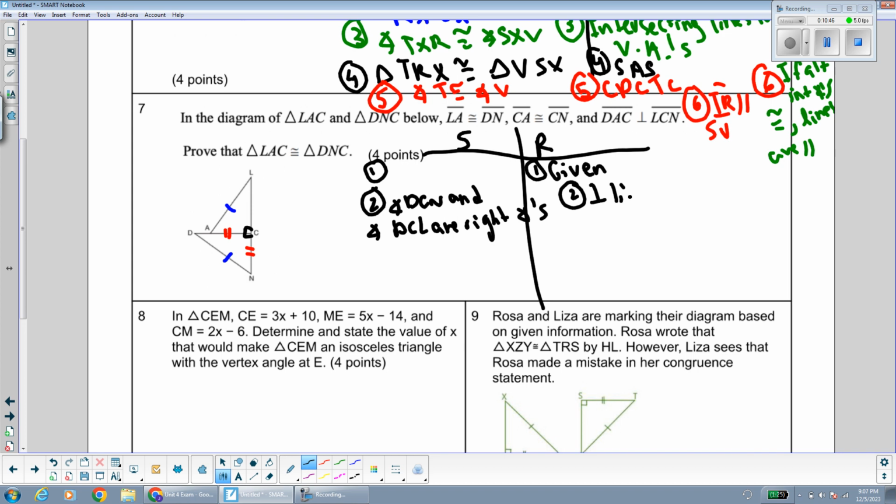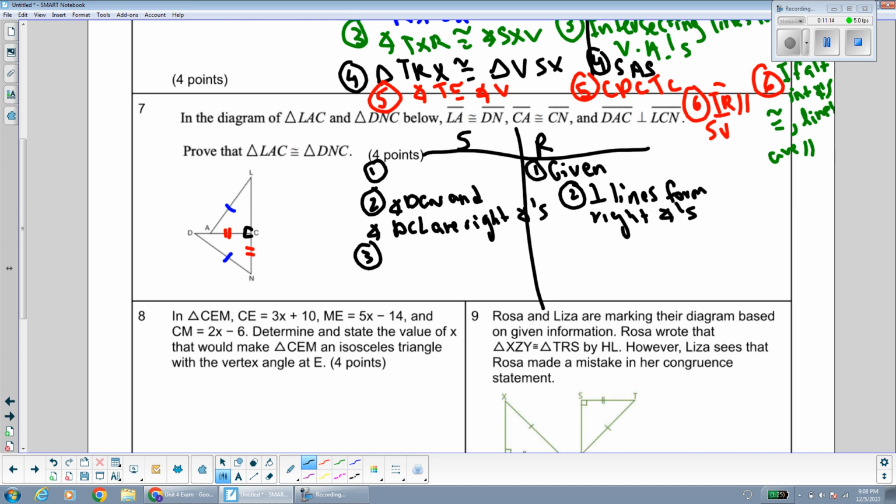And my reason is perpendicular lines form right angles. And since I'm using HL, I don't need to state that they're congruent to each other because I'm not using it as an A in like ASA or SAS. I'm not using it as a congruent angle pair. What I need for HL specifically is to have right triangles. Because if you don't have right triangles, you don't even have hypotenuses or legs, and you can't use HL.